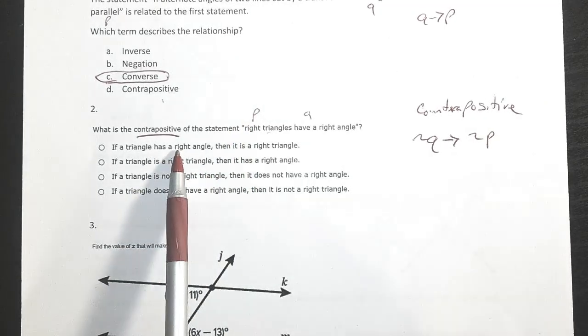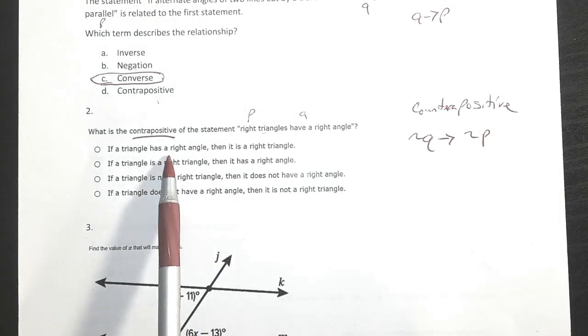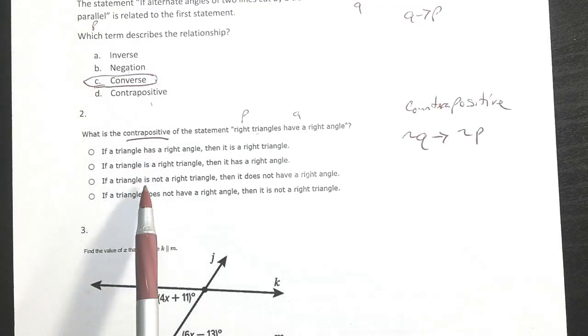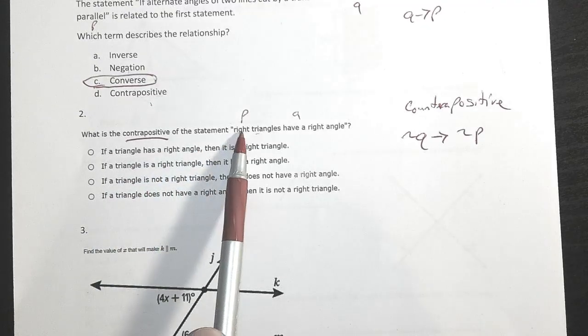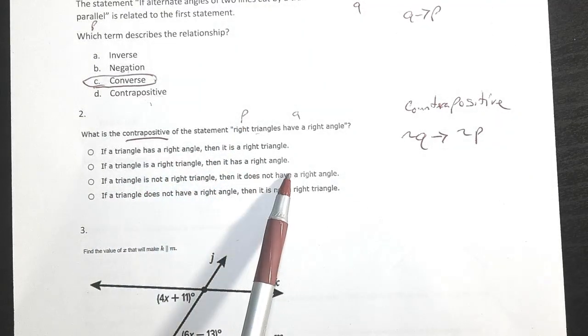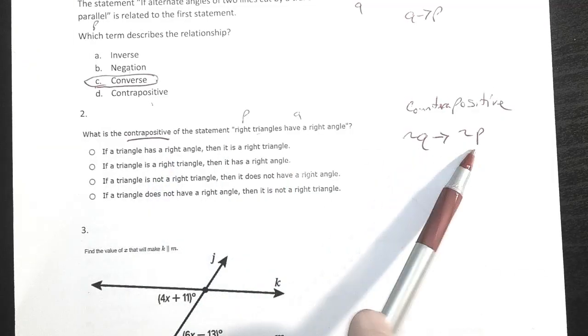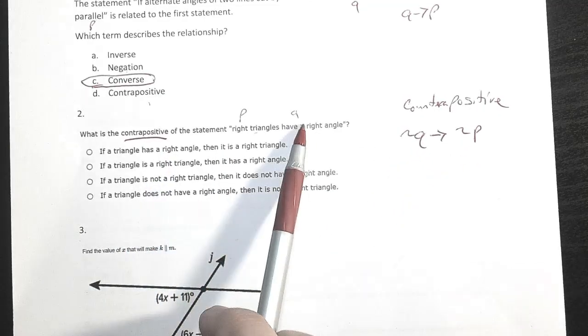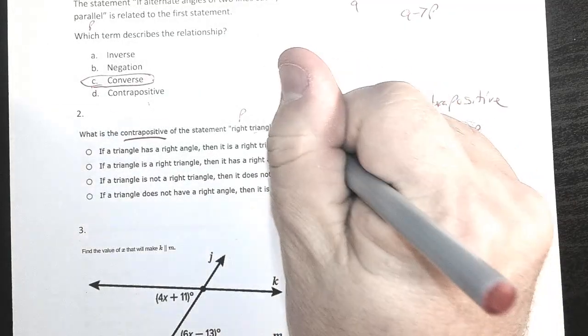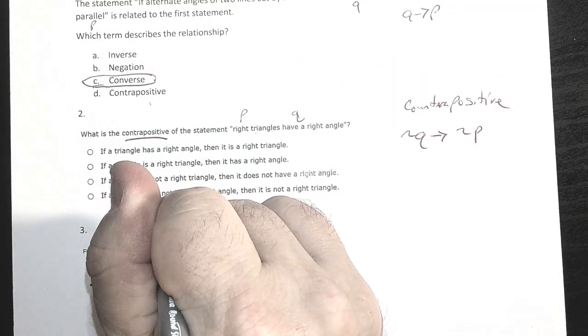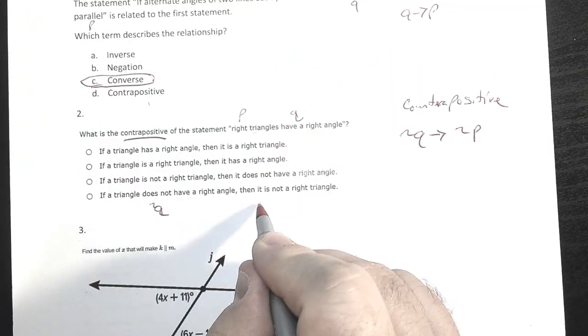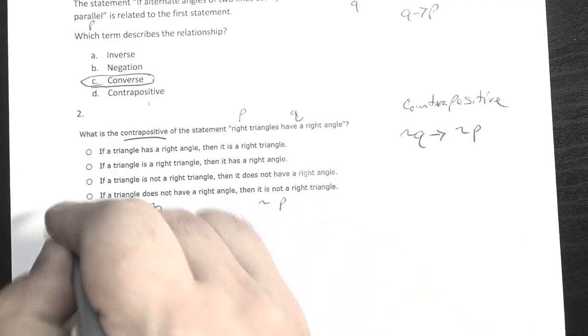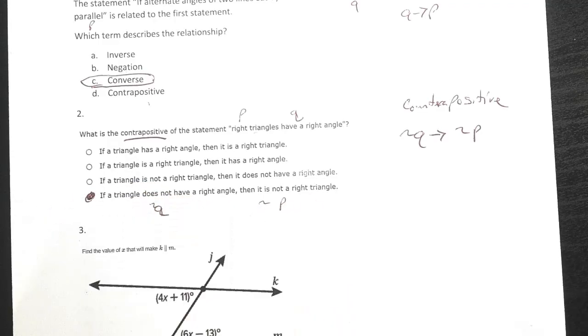So this is has and is. So these are not no's. This says is not a right triangle. Well, that's not P, not Q. So that's not the contrapositive. But this one says it does not have a right angle. So that's not Q, and then this here is not P. So this is your answer.